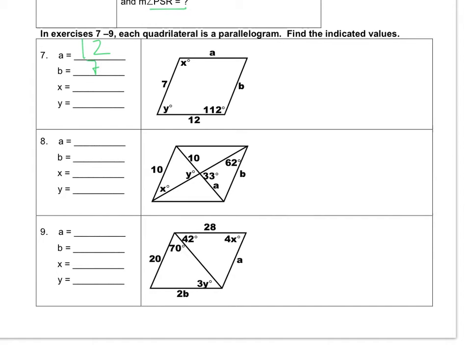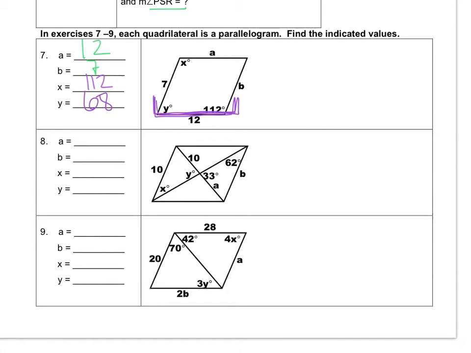For X, you have X right here. Opposite angles are equal, so opposite from X is 112, so X has to be 112. Now you're looking for Y. Well, you don't have anything opposite from Y, but you do know that consecutive angles, two angles that are right next to each other, are supplementary. So angle Y and 112 has to equal 180. To find the missing part, you just subtract 180 minus 112, and you're going to get 68.